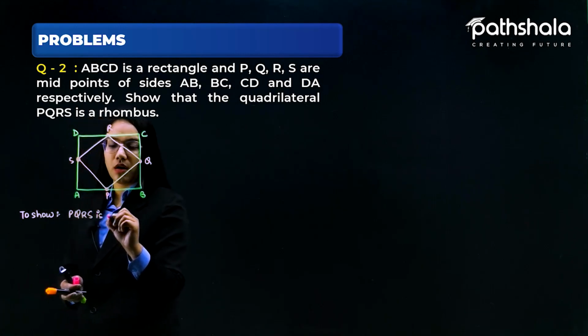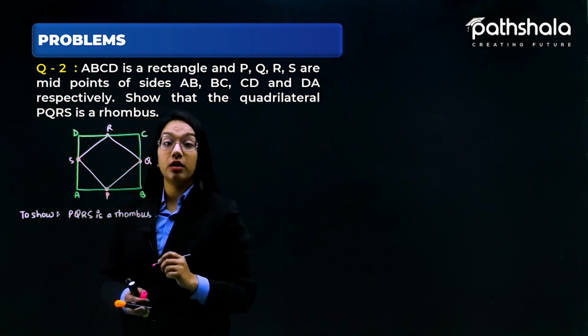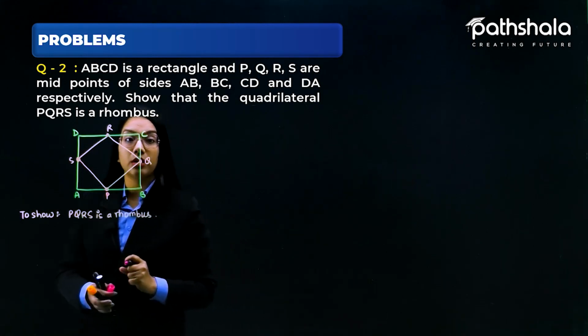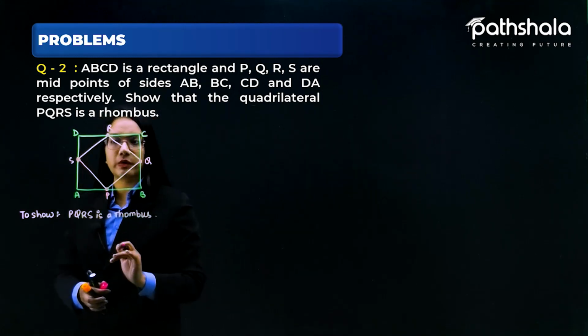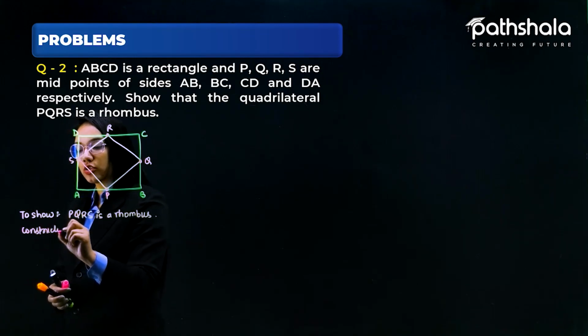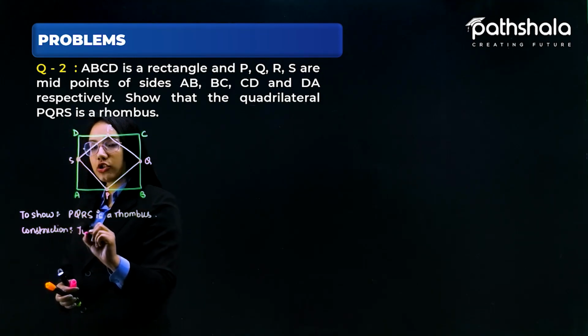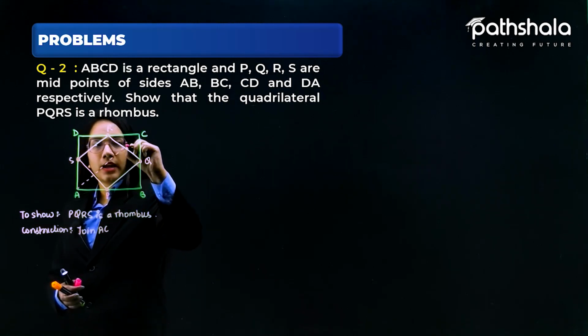We have to show that PQRS is a rhombus. PQRS is a quadrilateral, and we just have to show this particular fact, that it is a rhombus. So first of all, let us do a little bit of construction over here. What is that construction? Join AC. So I'm joining A and C.